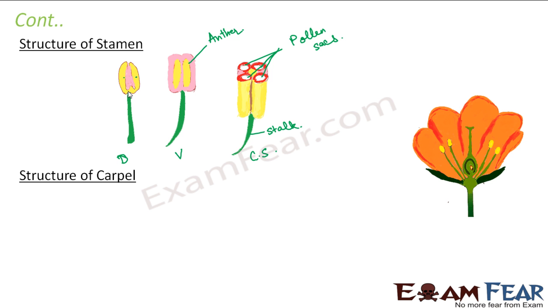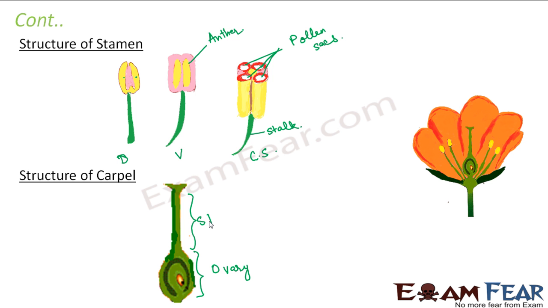Now let us talk about the structure of the female reproductive part, that is the carpel. This is the magnified image of the carpel. Now carpel again consists of different parts. The lower portion of the carpel is known as ovary. This stalk-like structure is known as style, and this swollen topmost part is known as stigma. So these three parts together constitute the carpel.